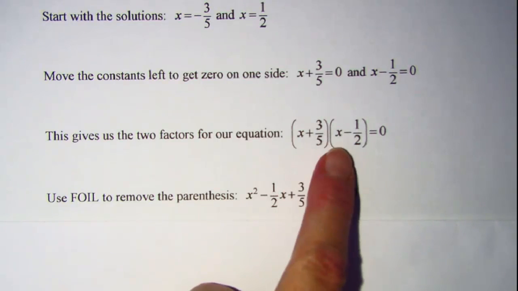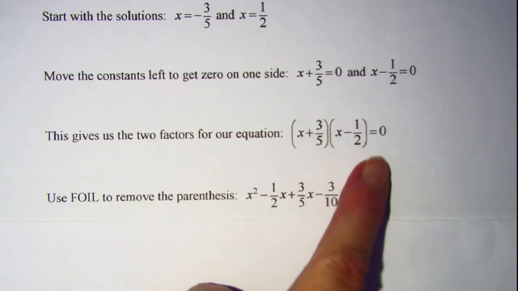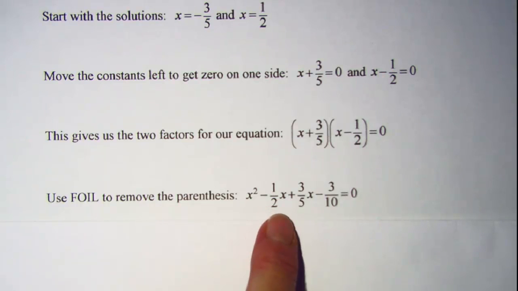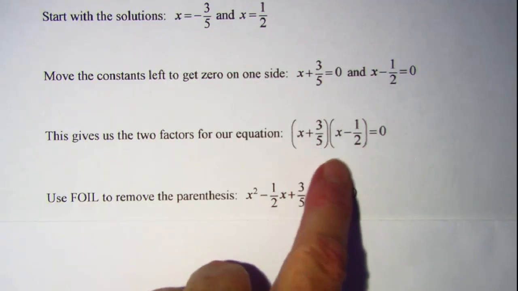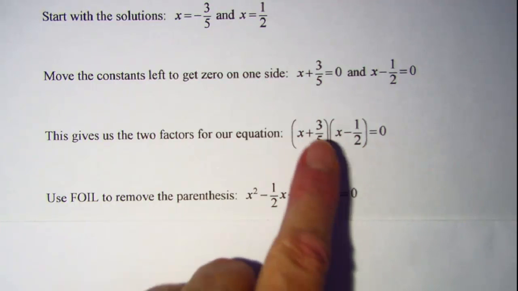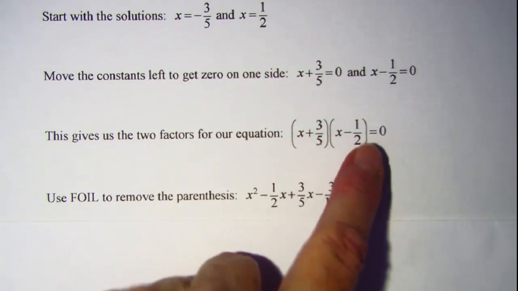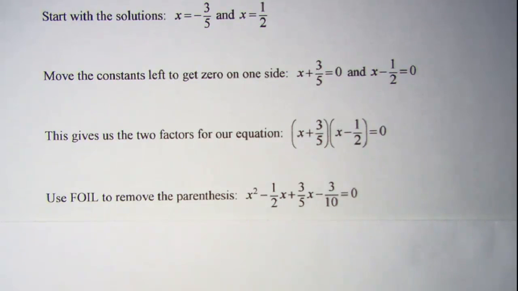The first two factors multiplied together give us x squared. Then the outer factors, x times negative 1/2 is negative 1/2 x. Then the inner terms multiplied together, 3/5 times x gives us plus 3/5 x. And then the last terms multiplied together gives us a negative 3/10. We'll combine these two middle terms and we get the quadratic equation x squared plus 1/10 x minus 3/10 equals 0.